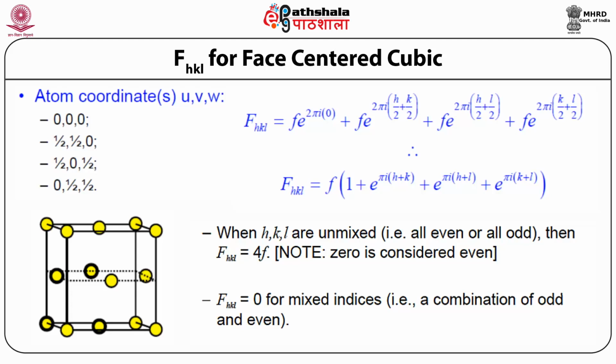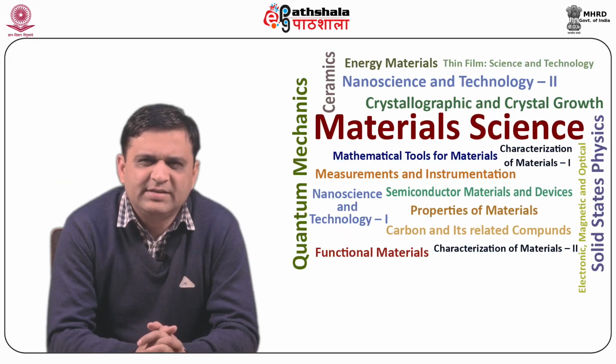So from this X-ray diffraction pattern, after indexing it, if you see that all the indices are either even or odd, then you can understand this is a typical signature of FCC, and you can identify that this is an FCC structure. So students, let us summarize what we have learned in this module.